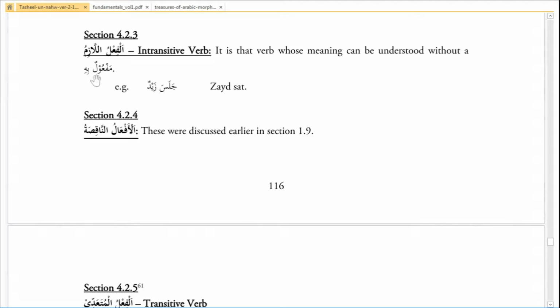It can be understood without a maf'ul. If it has a fa'il, it will be understood. For example, jalasa zaydun, Zayd sat. Jalasa zaydun, Zayd sat, and the meaning is understood. That is called fi'l lazim, or al-fi'l al-lazim, whose meaning can be understood without a maf'ul.